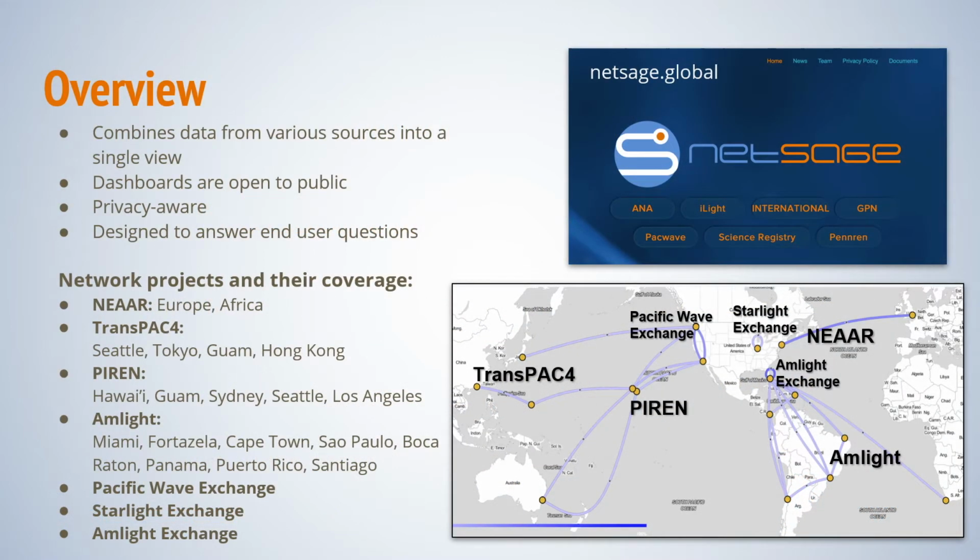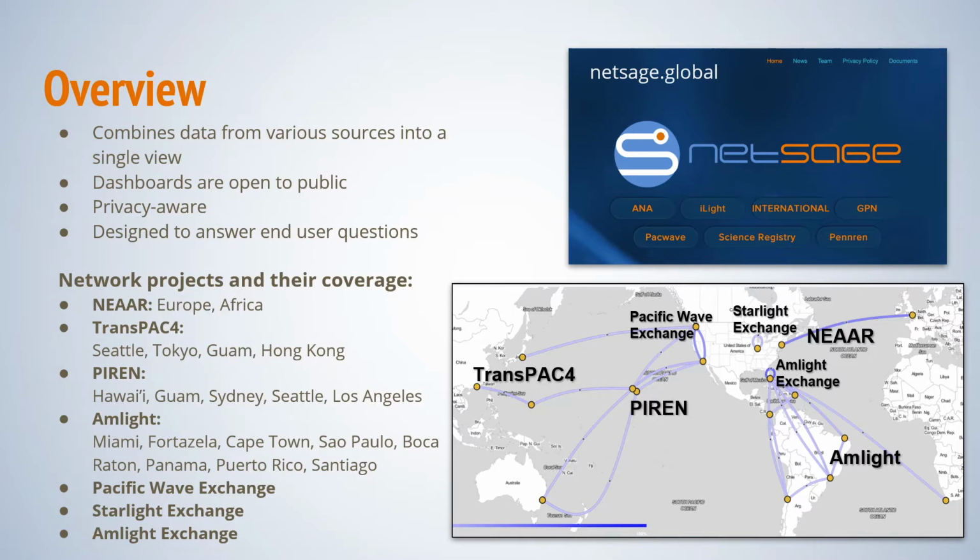NetSage is a unified, open, privacy-aware measurement, analysis, and visualization service designed to address the needs of today's research and education data sharing collaborations. It was specifically designed to look at network traffic from NSF's International Research Network Connections program, which includes networks to Europe, Asia, Africa, South America, the South Pacific, and Australia.